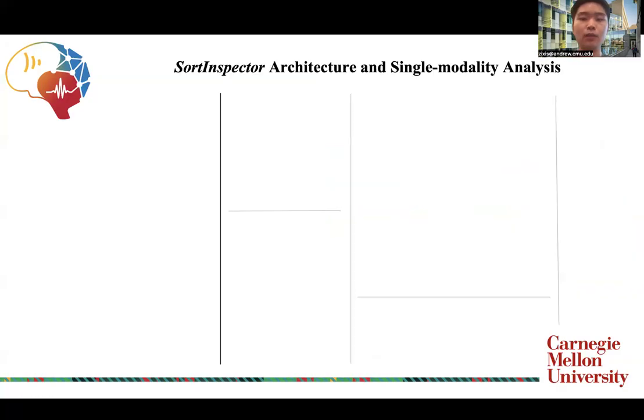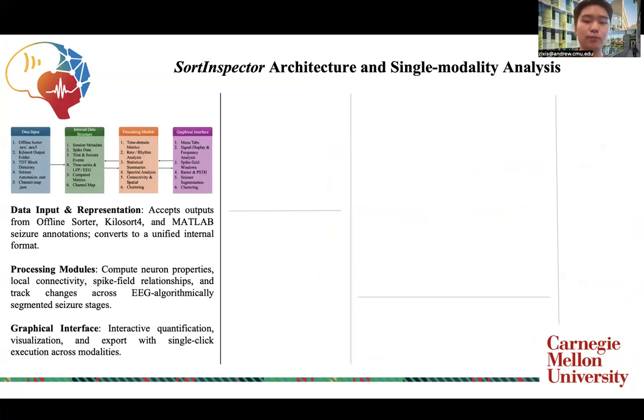So now, let me walk you through the architecture of Sort Inspector and the single modality functions that serve as its foundation. We start with data input and representation. Sort Inspector accepts outputs from commonly used tools like Offline Sorter, QSort4, and MATLAB seizure annotations. These inputs are converted into a unified format, ensuring compatibility and consistent workflow.